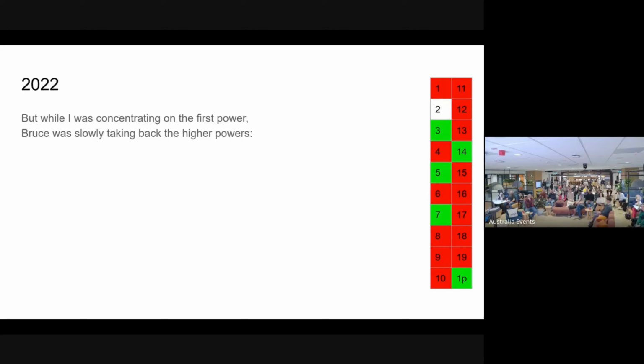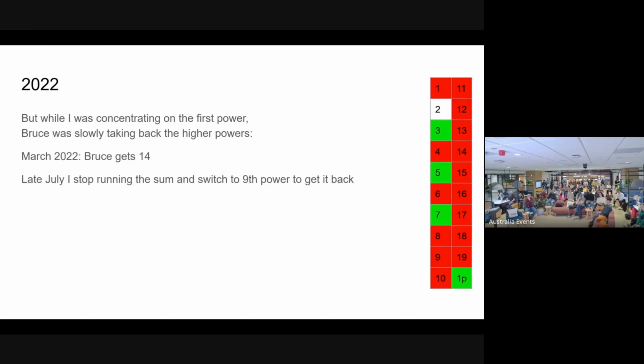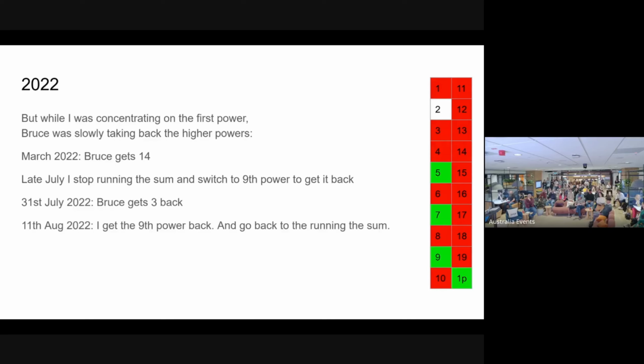But while I'm running this, Bruce is taking back the other numbers, right? In March, he gets 14 back from me. I'm thinking, oh no, he's going to be taking them off me. So I'll stop doing the first power. I've got 3, 5, 7. Let's get 9. So I switch back to the 9th power. But while I'm running it, Bruce gets 3 back. Then on the 11th of August, I finally get 9 back. So then I switch back to doing the sum, the first power. In September, Bruce gets 7 back.